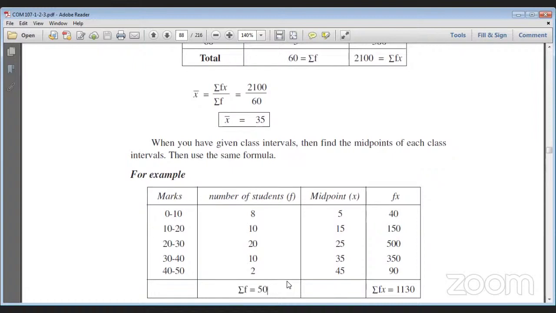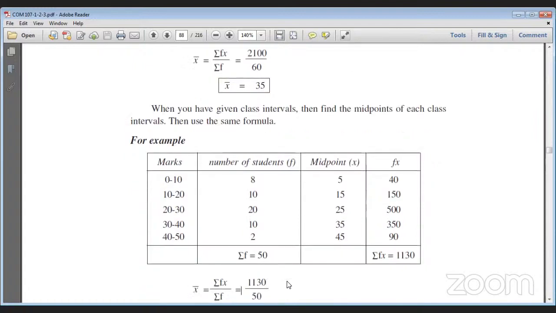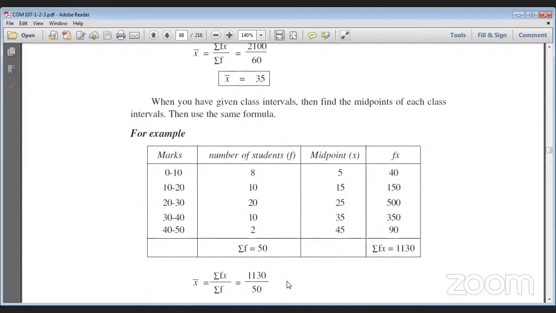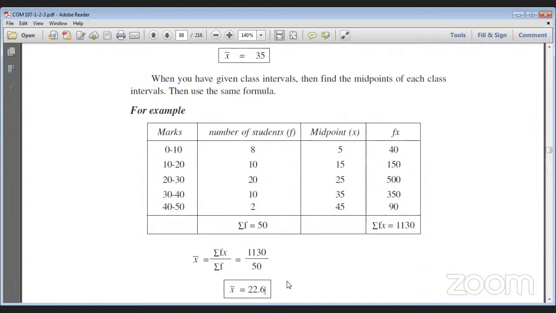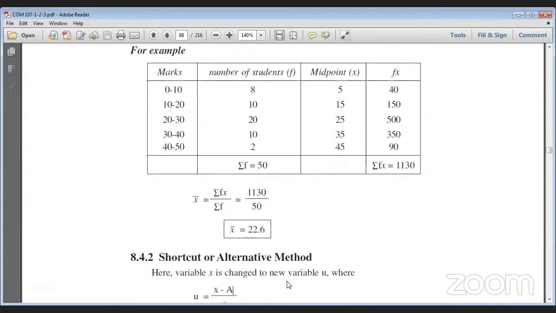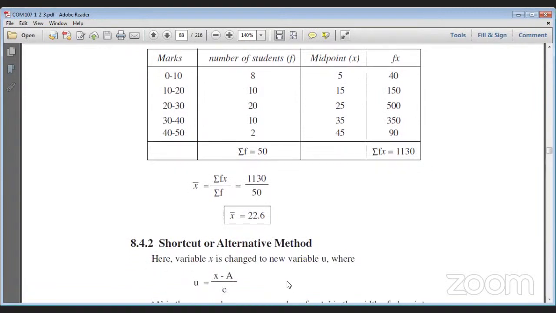Now here the total number of students, summation f, is 50. Then summation fx is total 1130. Now here you will find that x bar is equal to summation fx upon summation f. So 1130 divided by 50, the answer will be x bar is equal to 22.6.